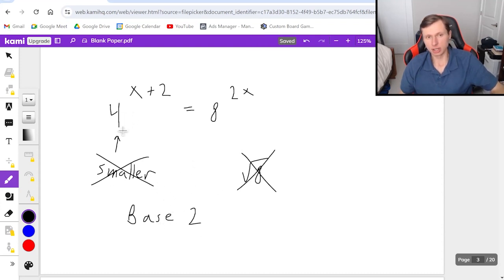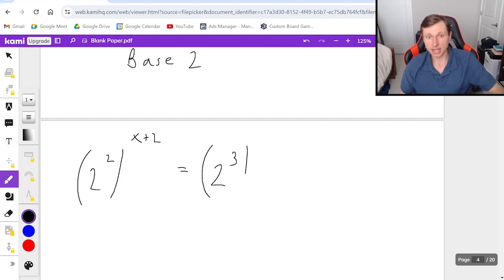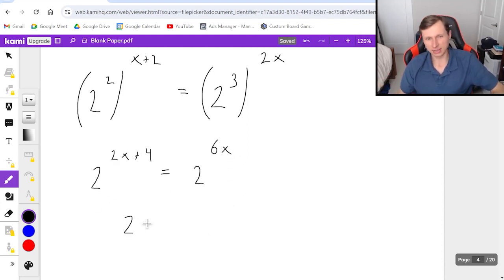So in other words, the left one is going to be 2 squared raised to the x plus 2. And 8 is going to turn into 2 cubed, because that's what 8 is. It's 2 cubed raised to the 2x. Now I can distribute my exponents for both sides. So the left side will be 2 to the 2x plus 4. And the right side will be 2 to the 6x now. Now the bases are equal. Now we can solve it.